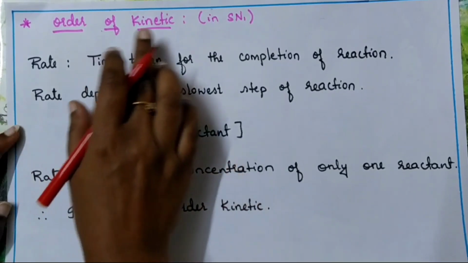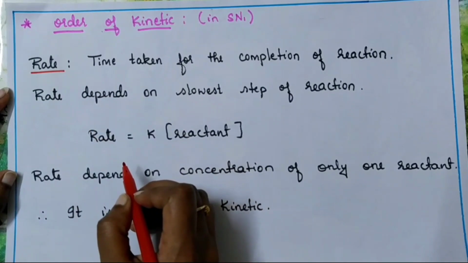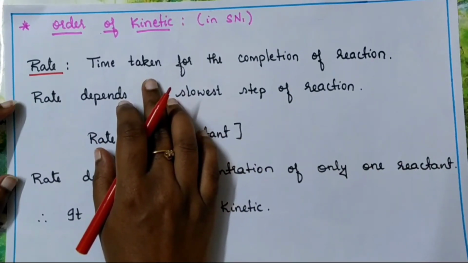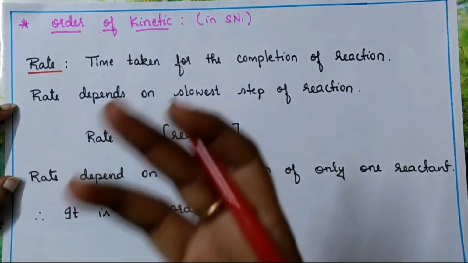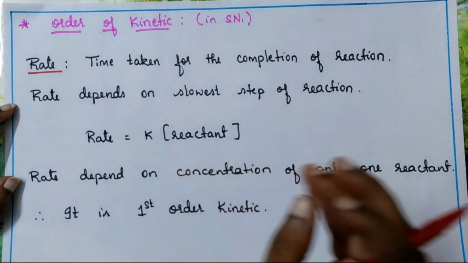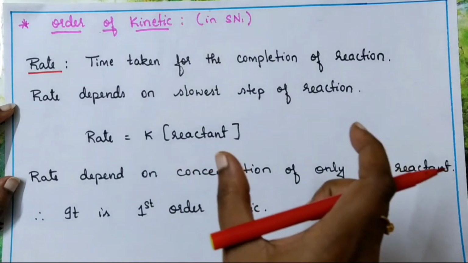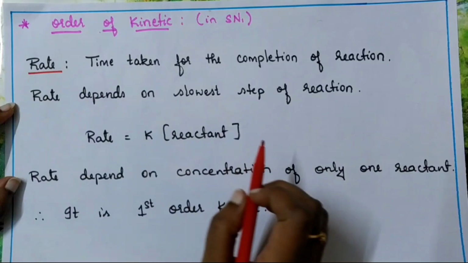To find the order of kinetics, you must understand what the rate of a reaction is. The rate of a reaction, as you might know, is the time taken for the completion of the reaction. That means how fast or how slowly the reaction takes place, and what time is required for its completion. That is known as the rate of a reaction.